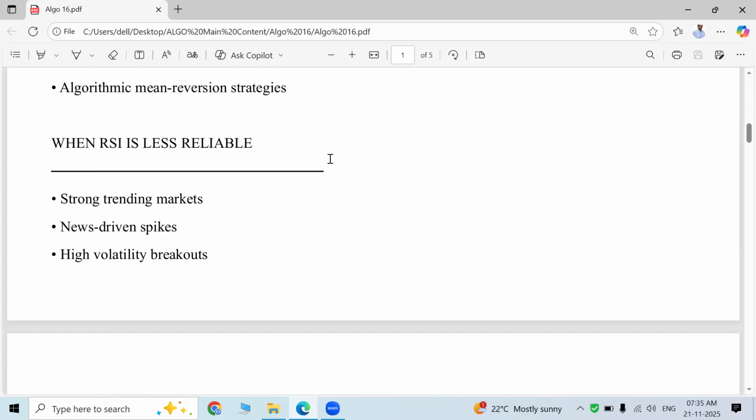Now about where RSI is not reliable. We need to understand the negative part also. If news-driven spikes come, like you are in a bullish trend and suppose a negative news item comes, we cannot help it and RSI fails in that logic. If it's oversold, it might get even more oversold. So in a super trending market, a strong trending market, and highly volatile breakouts, we cannot get help from it.